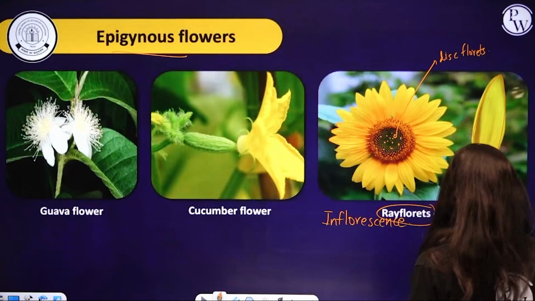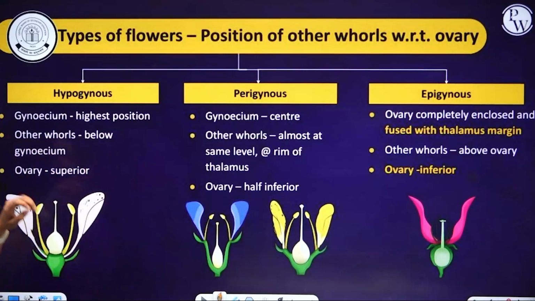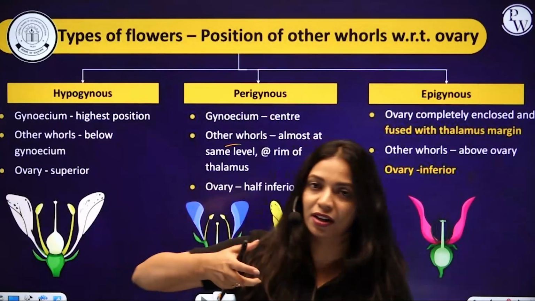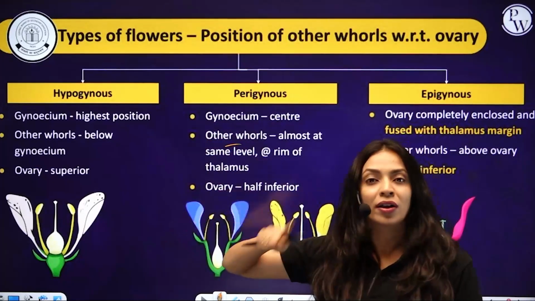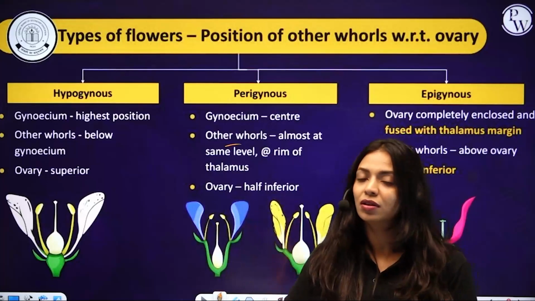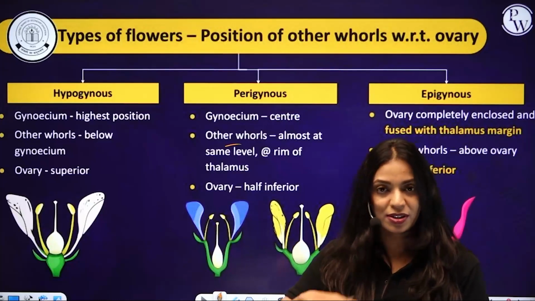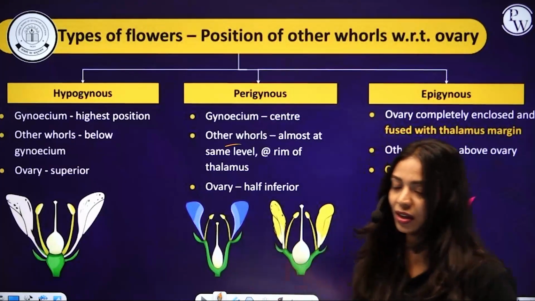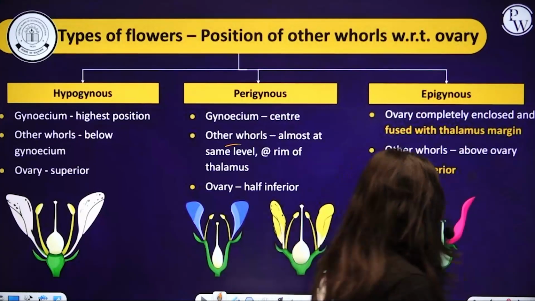Okay, now let's quickly revise. Gynoecium occupies highest position in hypogynous. In perigynous, it is half inferior, half superior. In epigynous, gynoecium is the bottommost, or the ovary is the bottommost. In hypogynous, other floral whorls will arise from below the level of the ovary. In perigynous, they will arise from pretty much the same level as the ovary, at the center of the ovary. And in epigynous, they will arise from the top of the ovary. I hope this is clear.